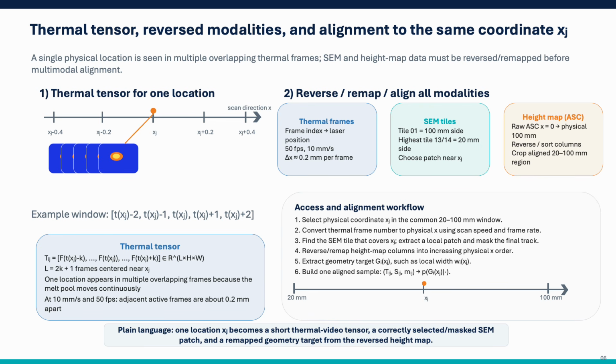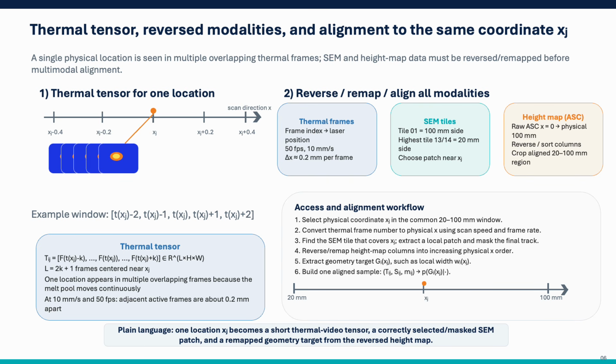At a fixed scan speed of 10 millimeters per second and a frame rate of 50 frames per second, adjacent active thermal frames correspond to approximately 0.2 millimeters of laser travel. This creates overlap between neighboring frames and allows the tensor to capture heating, melt pool behavior, and cooling around the same physical location. The next challenge is coordinate alignment.